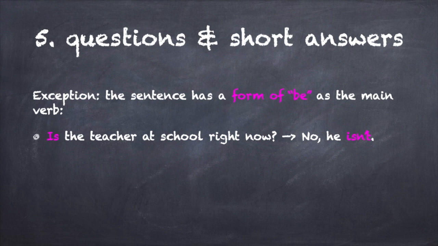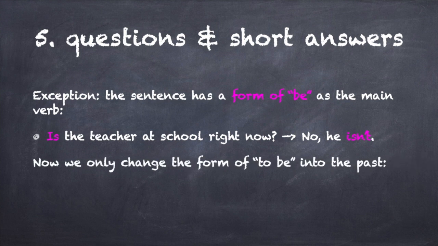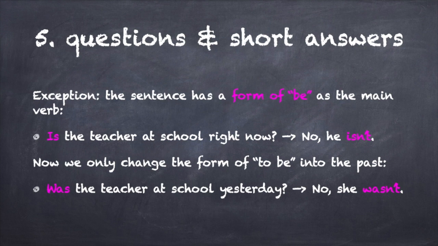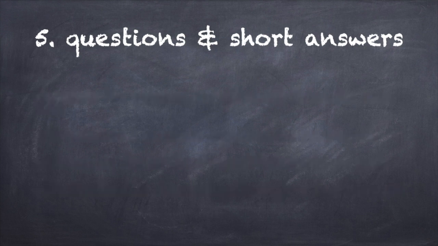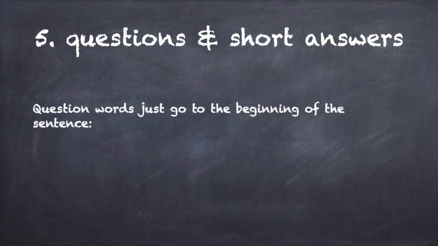So the same thing for the simple past. Now we only change the form of to be into the past, and I hope you all know the form of to be in the past. It's was or were. Was for singular and were for you and plural. So the question is, was the teacher at school yesterday? No, she wasn't. Question words just go to the beginning of the sentence. It's pretty simple. The rest stays the same.